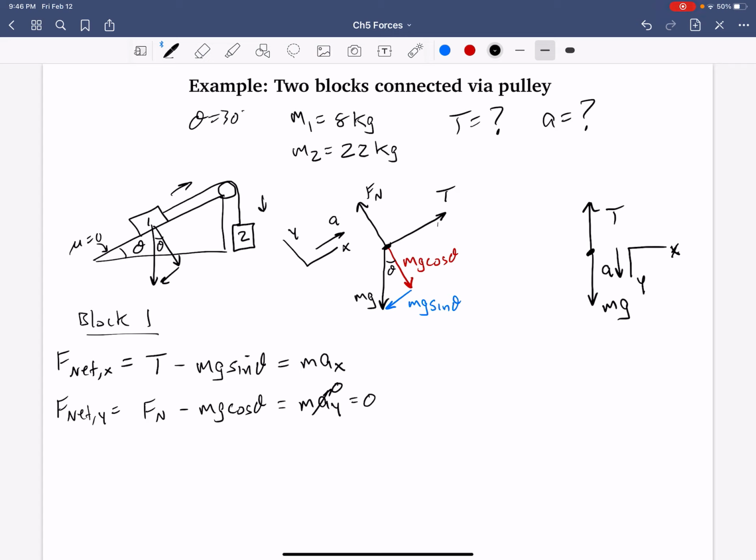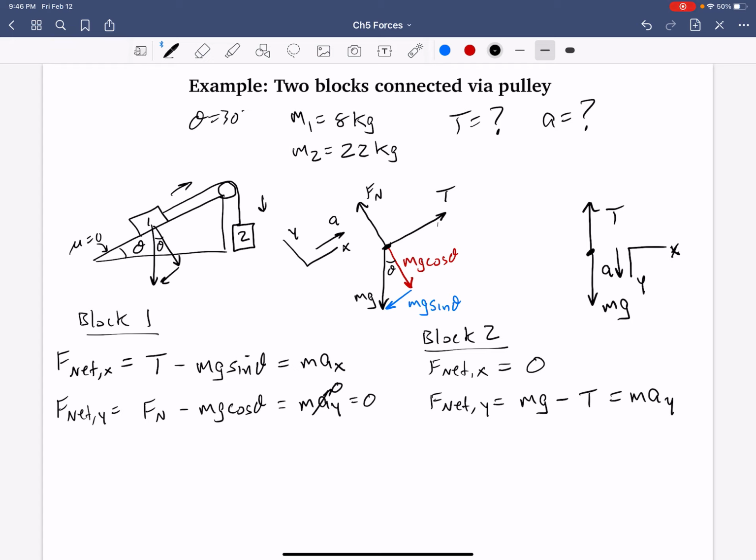Okay. All right, for block 2, let's see, x direction, well, 0. There are no x forces. The y direction is positive down in our case, and so that is mg, and tension is up, so that's negative. And that equals positive may. There we go, right?